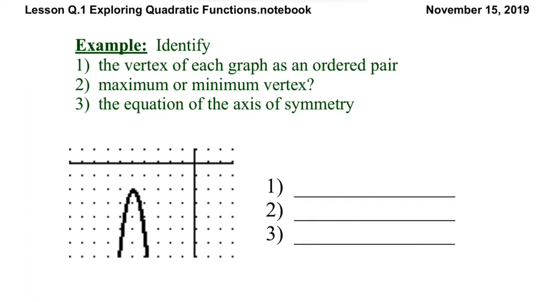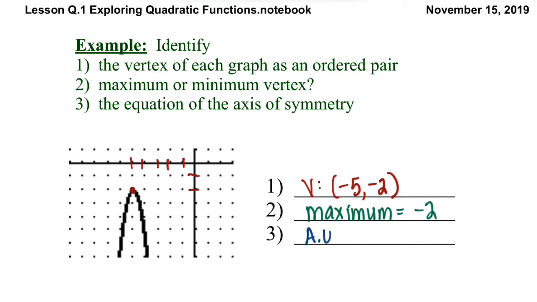Here's another example, which is really a try. Go ahead and see if you can try this one. The vertex is -5, -2. It has a maximum value equal to -2, and its axis of symmetry, which is the imaginary vertical line that goes through the vertex, has an equation of x equals -5. Okay, in the next video we're going to talk about domain and range of each one of these functions.